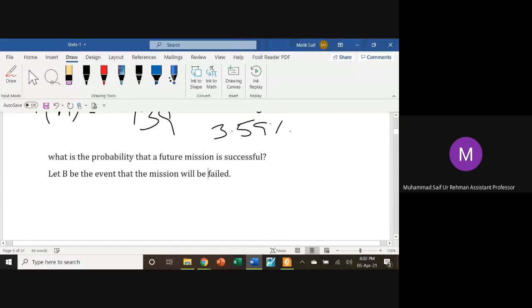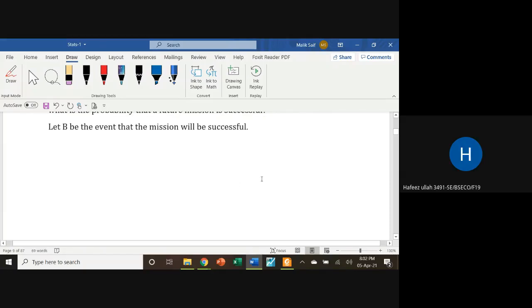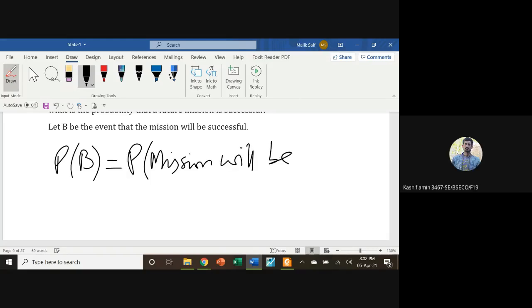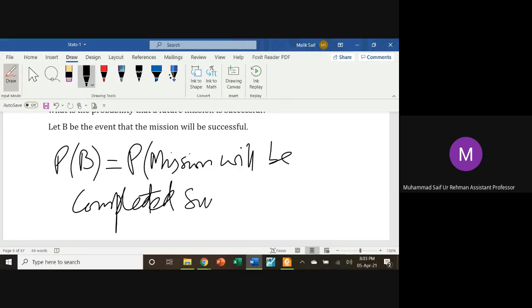Excuse me, sir. Yes. Sir, why are you separating the probability into two ways like A and B? It is mandatory, because if you are not going to write it down as B, what would you have to write? I'm going to write it as probability of B. Otherwise, you would have to write it completely: probability that the mission will be completed successfully.